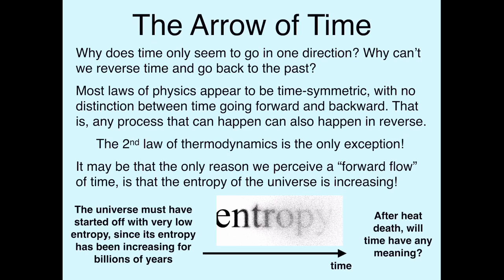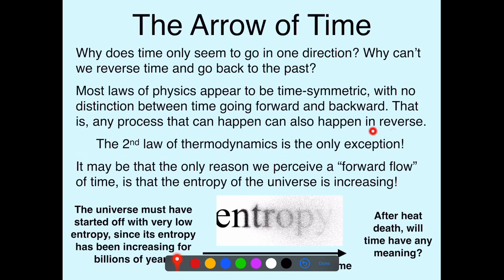The reason this is a hard problem is that if you look at most of the laws of physics out there, they look time symmetric. What that means is that in the laws of physics themselves, there's not really a distinction between the past and the future, or between time going backward and time going forward. Anything in the physical law that can happen one way can also happen in reverse. Most laws of physics are like that. But the second law of thermodynamics appears to be the only exception, where it's not time symmetric.